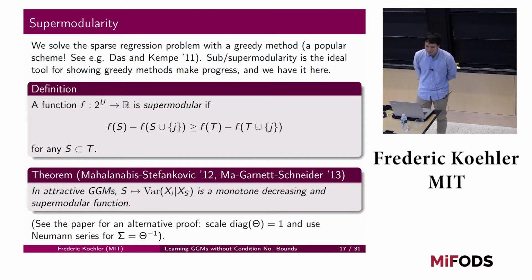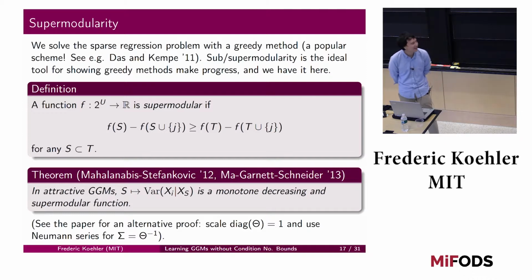Okay. And so we want to solve the sparse regression problem with a greedy method. It's not an original idea to solve sparse regression with greedy schemes. That's actually a very popular idea. In particular, there's this paper by Dawson Kempe, which maybe popularized this. And probably the best possible thing for analyzing a greedy method is to have some kind of submodularity statement. And so the great thing is people a few years ago have actually proved that the conditional variance is a supermodular function.